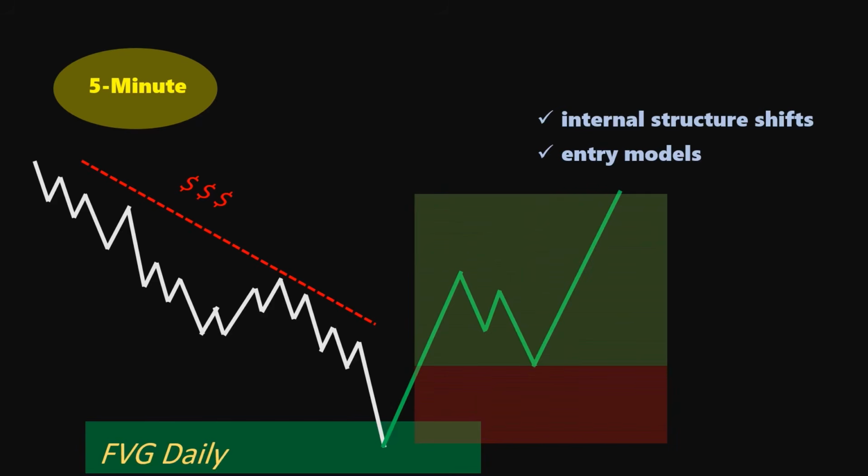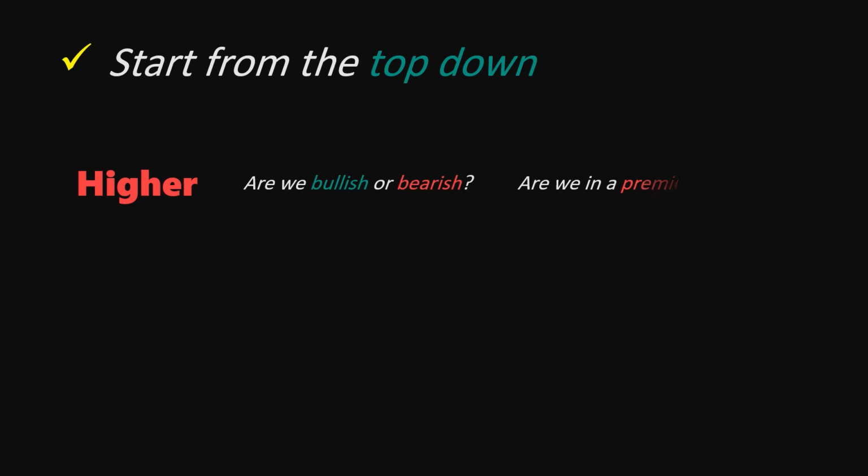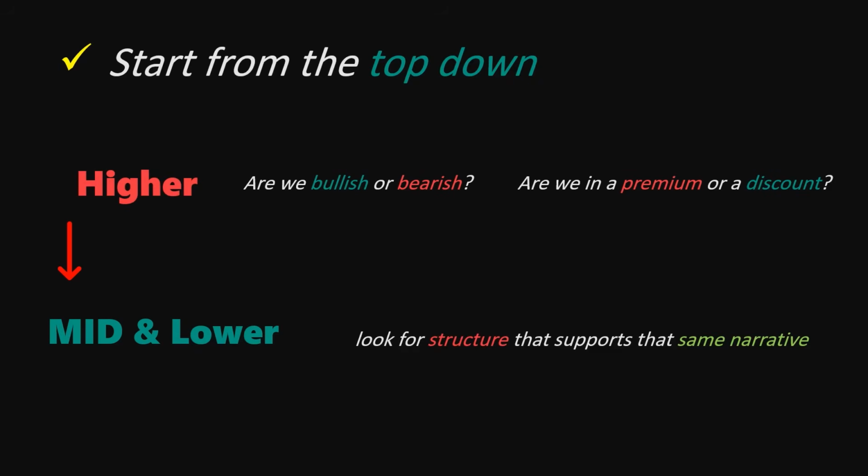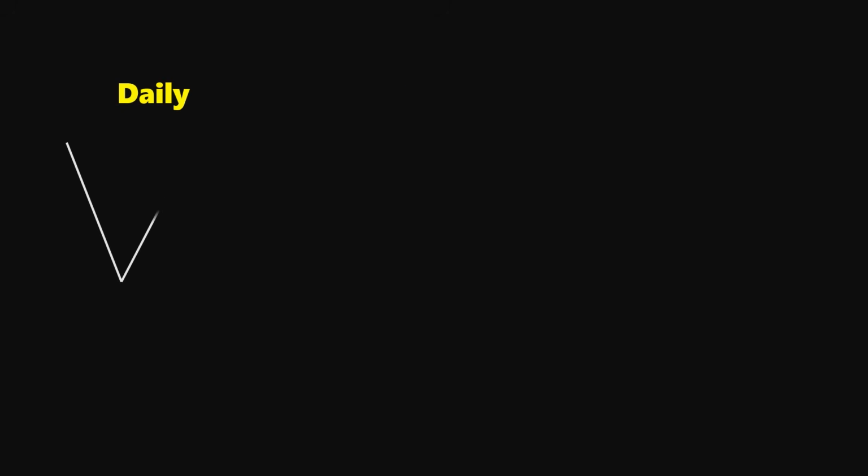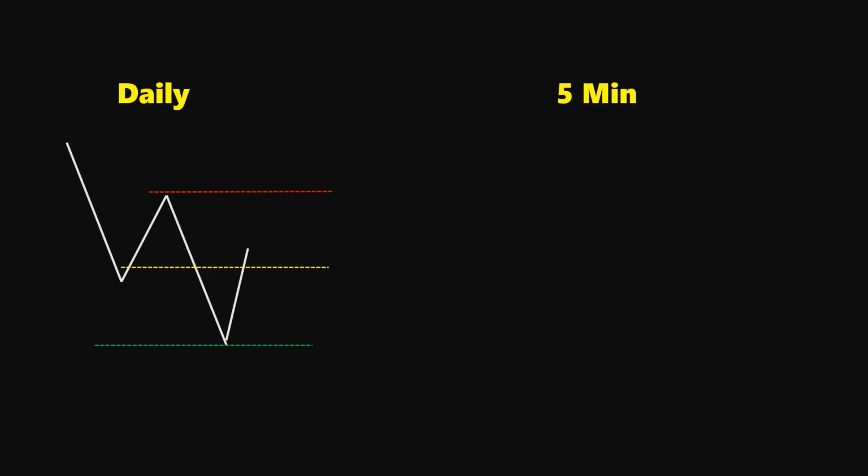So, how do you properly align structure across your time frames? You start from the top down. On your higher time frame, ask, are we bullish or bearish? Are we in a premium or a discount? That gives you your directional context. Then, drop down to your mid and lower time frames and look for structure that supports that same narrative. Let's say the daily is bearish, and your 1-hour shows a bearish shift in delivery coming out of a premium, that's alignment. That's a green light.